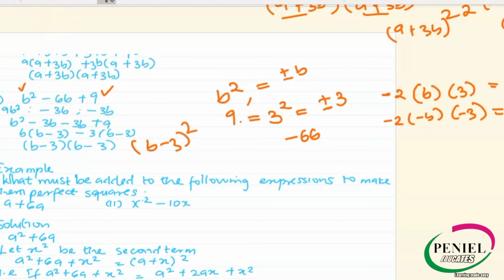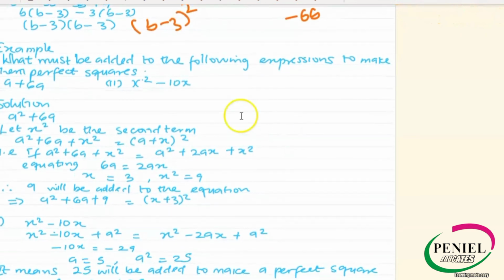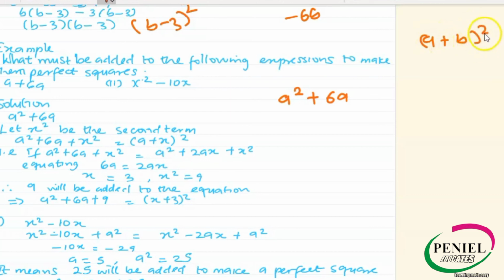So let us look further to solve what must be added to the following expressions to make them perfect squares. What can we add? We are given a square plus 6a. Okay, so what must be added? Now, if you have a positive here, what should be on your mind is that we also have a plus b all square. Don't forget, if you have a plus b, you're going to have a squared plus 2ab plus b squared. So that's why you have this.